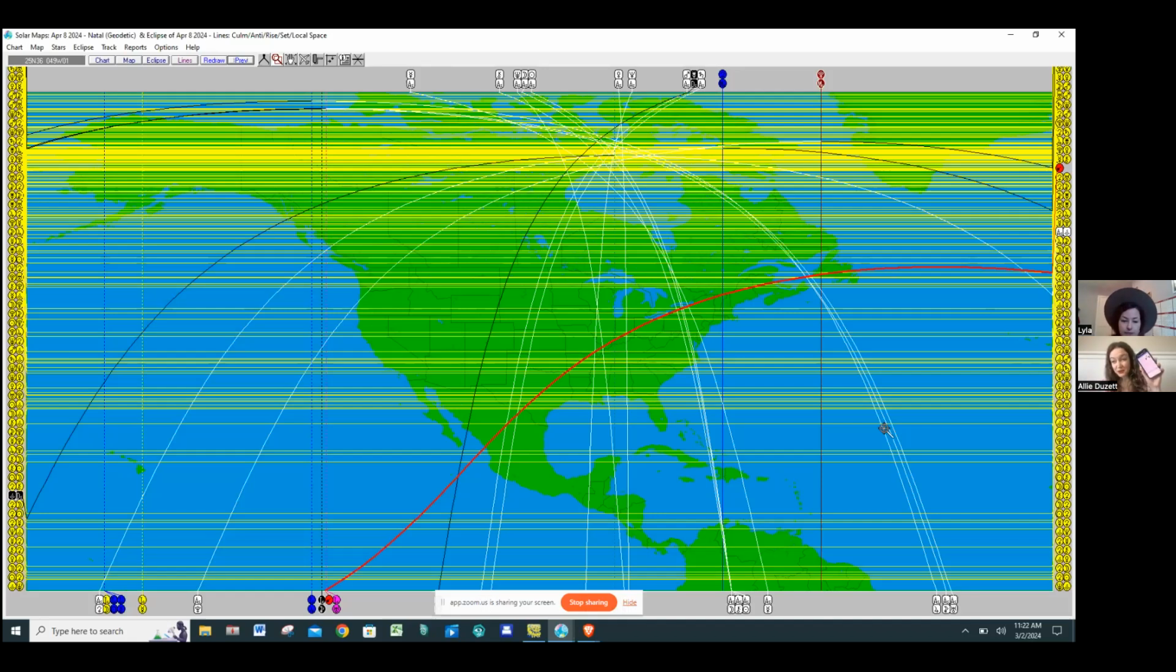I just Googled it, and there was a total lunar eclipse, and then there was a solar eclipse in July of 1776, which I think is kind of interesting, going along with these same themes. So interesting. But again, I always like to remind people we have 4 to 6 eclipses every single year.